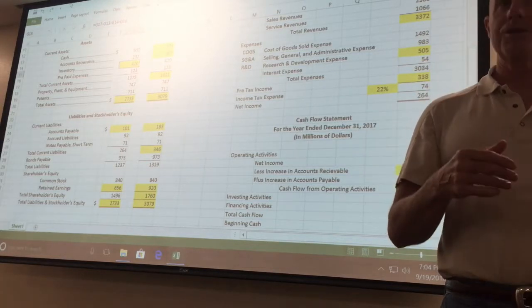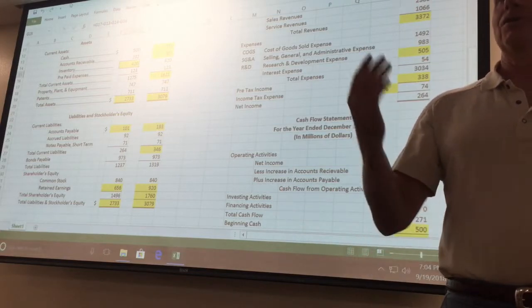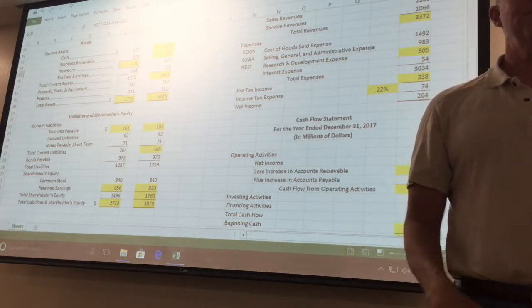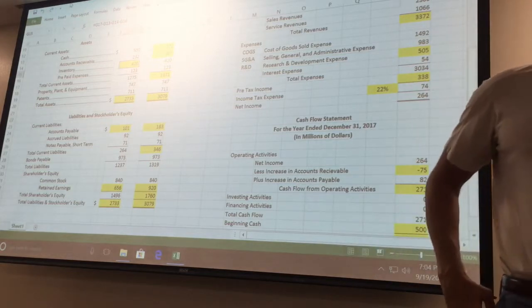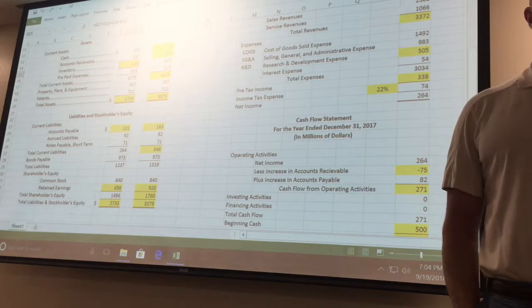And the balance sheet always has the assets and always has the liabilities and equity. And those assets always have to equal the liabilities and equity. That's the accounting equation, which is just the number one golden rule.